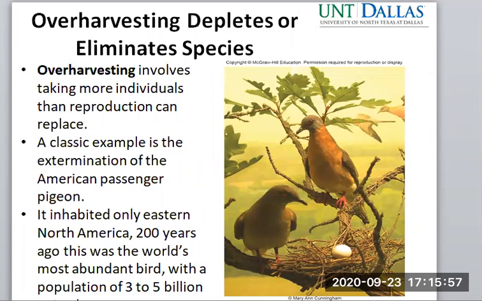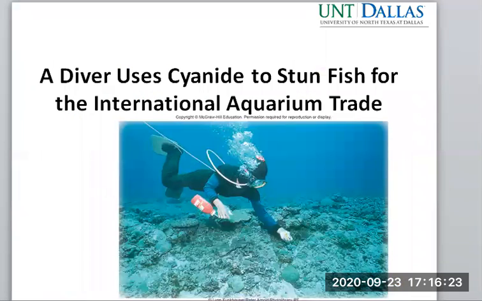Overharvesting eliminates species by taking more individuals than reproduction can replace. It has been found that a pair of stuffed passenger pigeons, the last members of this species, died in Cincinnati Zoo in 1914. Here you can see a diver using cyanide to stun the fish for the international aquarium trade. And he doesn't even know that this cyanide poisoning is actually killing the coral reefs in that ocean.